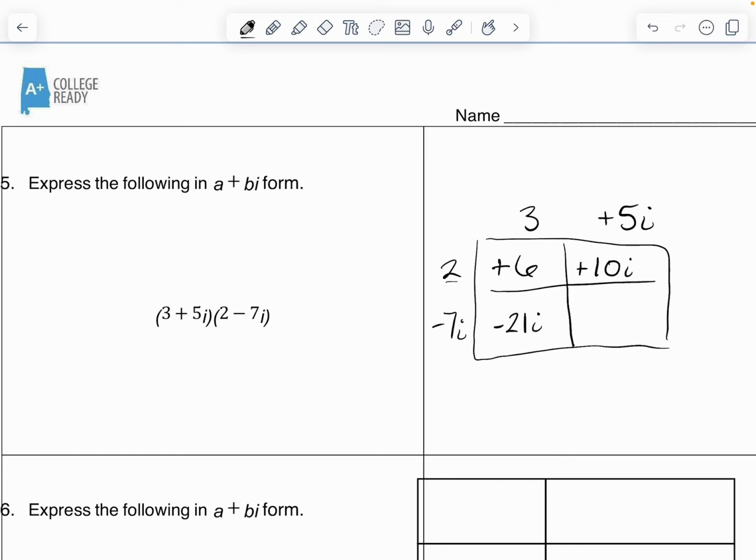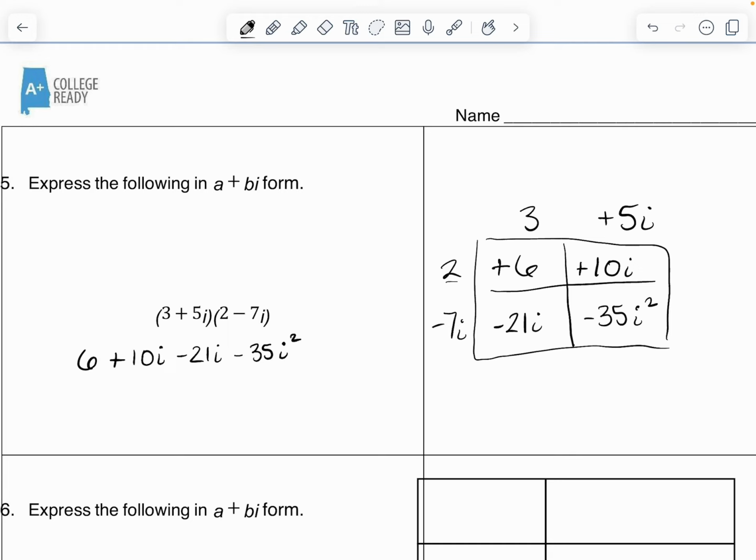And then negative 7i times positive 5i is going to give me a negative 35i squared. Okay, so we have all of this added together in our box. So we have 6 plus 10i minus 21i minus 35i squared.